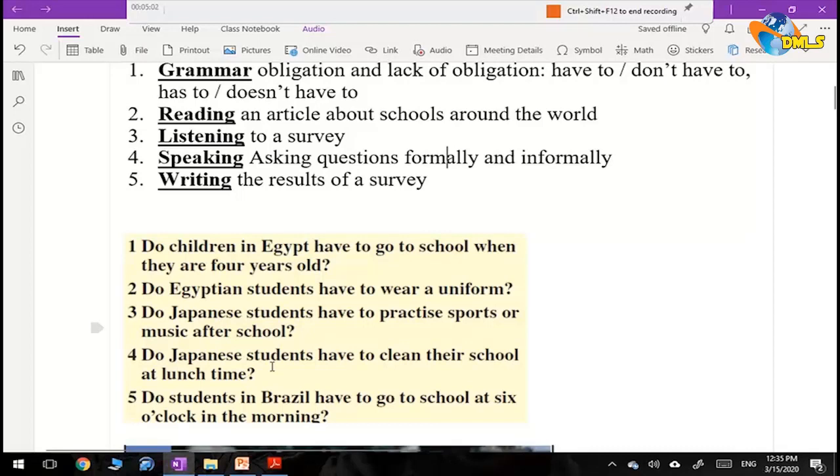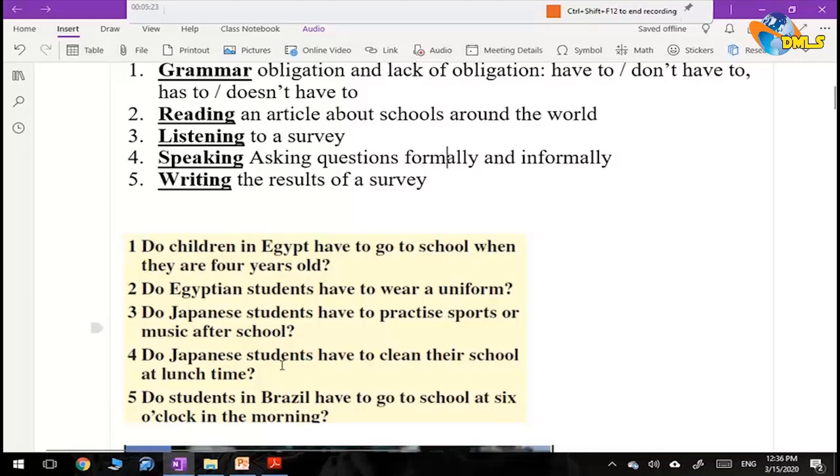Do Japanese students have to clean their school at lunchtime? Another question about Japanese schools. We're about to know that. The students in Brazil have to go to school at 6 o'clock in the morning. That's another part to discuss. And now we move to another part of the world that's in South America, Brazil.